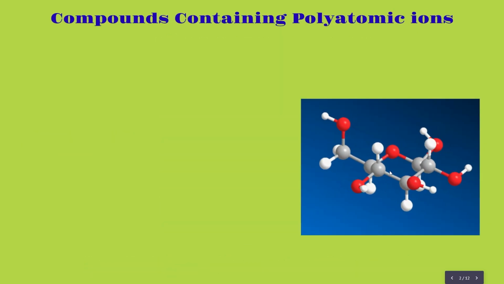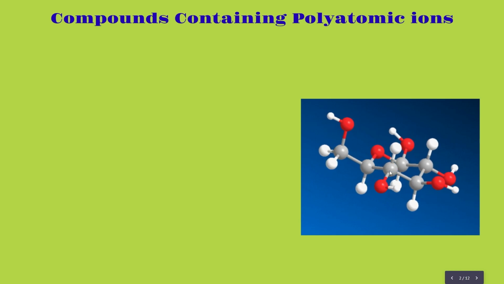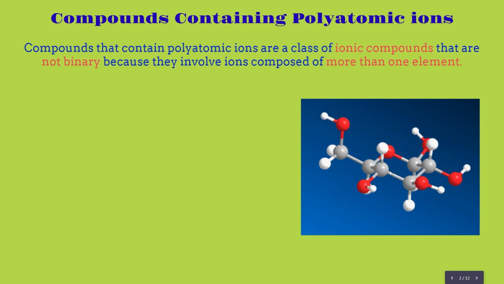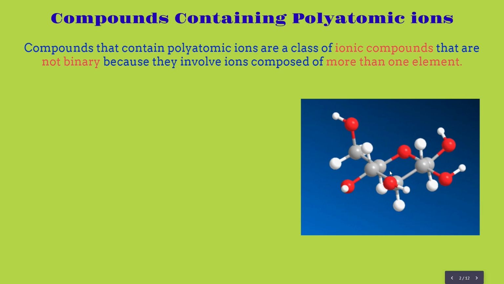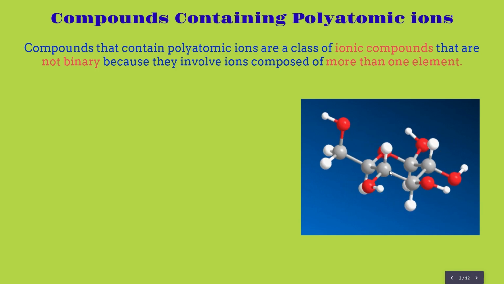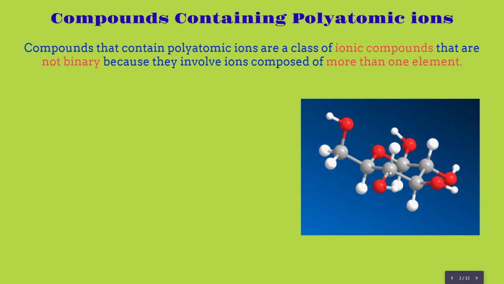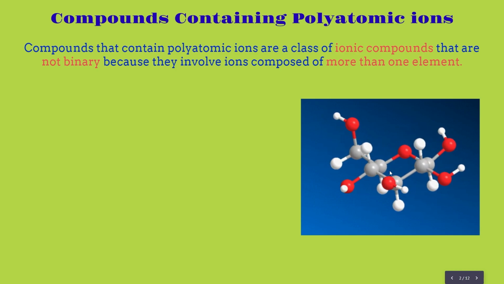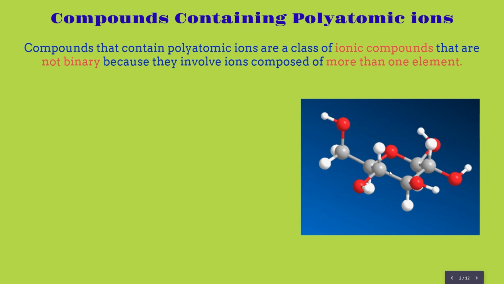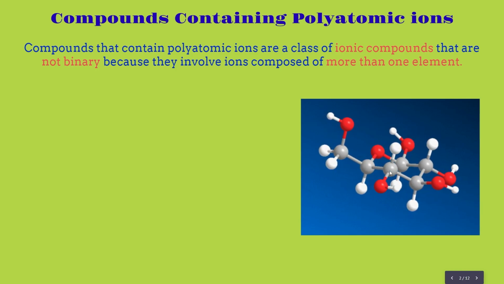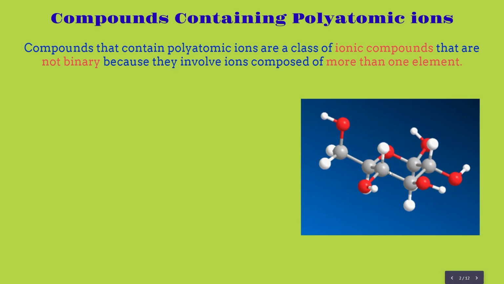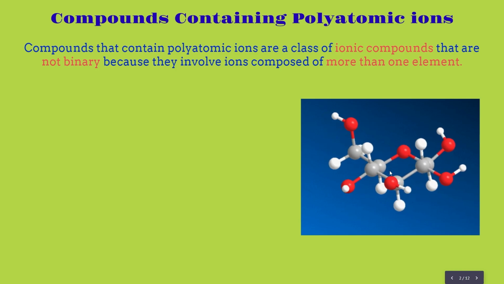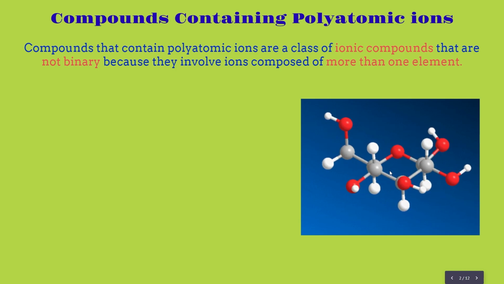First of all, compounds that contain polyatomic ions are a class of ionic compounds that are not binary because they involve ions composed of more than one element. Just to recap, binary compounds are basically just two different elements combined together. So these polyatomic ions are not binary since they involve more than two elements.